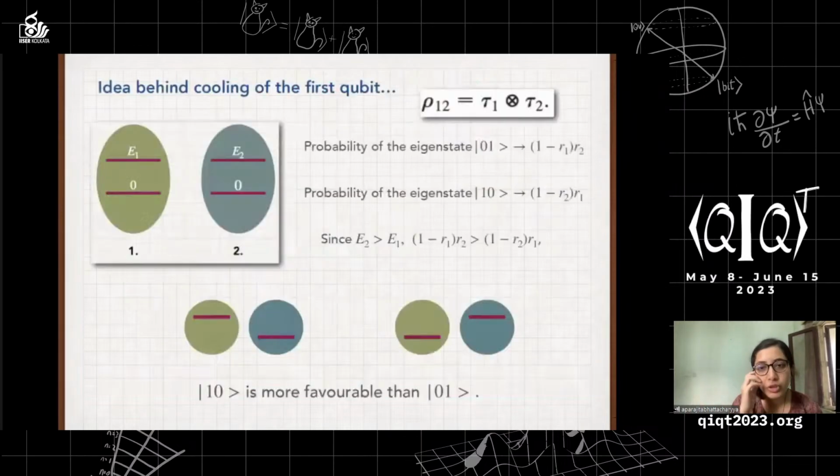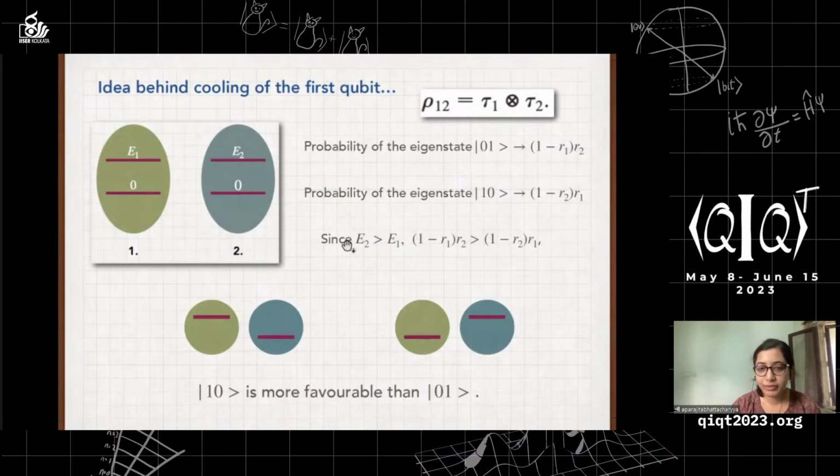Now what is the idea behind the cooling of the first qubit? This is ρ12, the joint density matrix of the two qubits. If we calculate this, we will see that the probability of the eigenstate 01 is (1 minus R1) times R2, and the probability of the eigenstate 10 is (1 minus R2) times R1. Here R1 is the probability of getting the ground state of qubit 1, and R2 is the probability of getting the ground state of qubit 2.